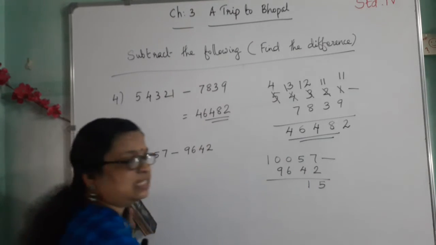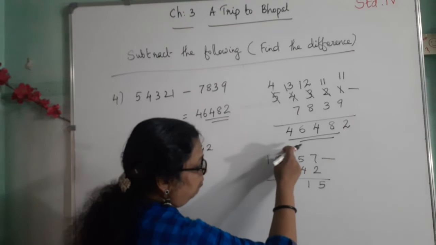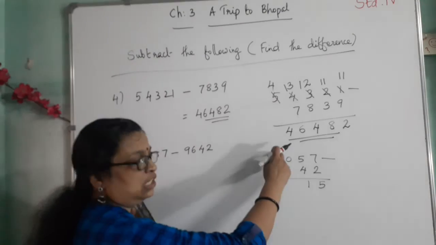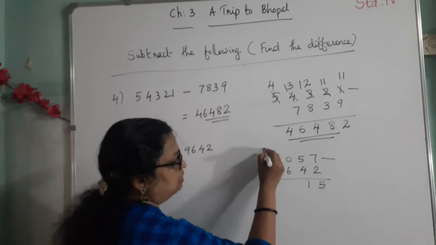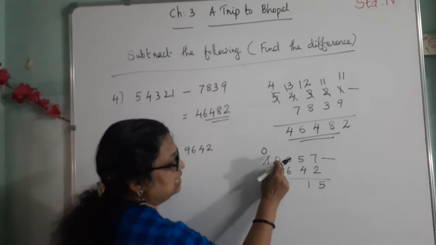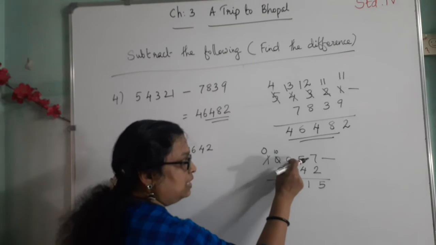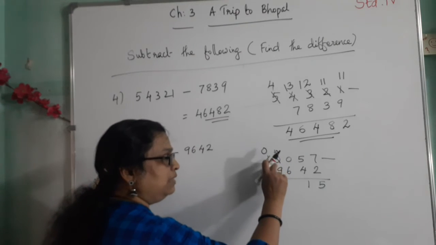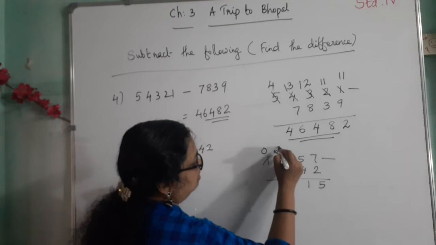0 minus 6. Here 0 minus 6 is not possible. So we borrow from the left. Here also only 0. So again we borrow from the left. This 1 becomes 1 minus 1, 0. 1 is given to the next place. That is, this 0 becomes 10. So it borrows from this 10. So this becomes 10 and this becomes 9.